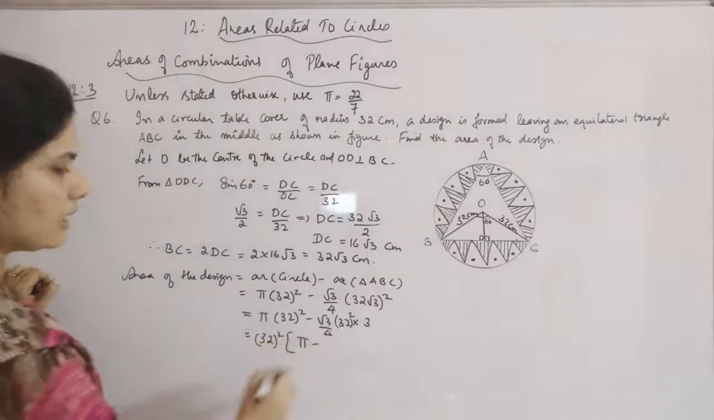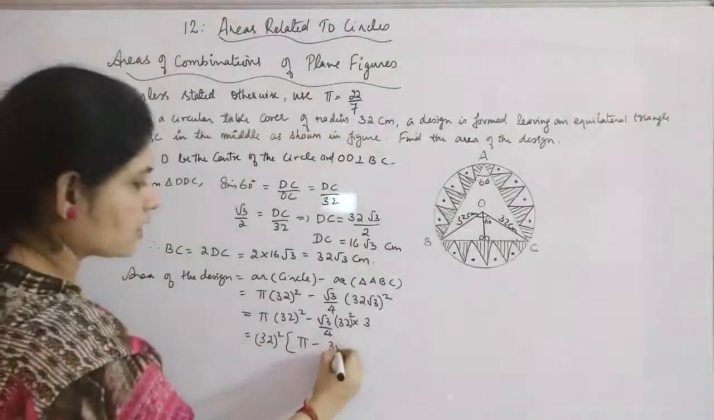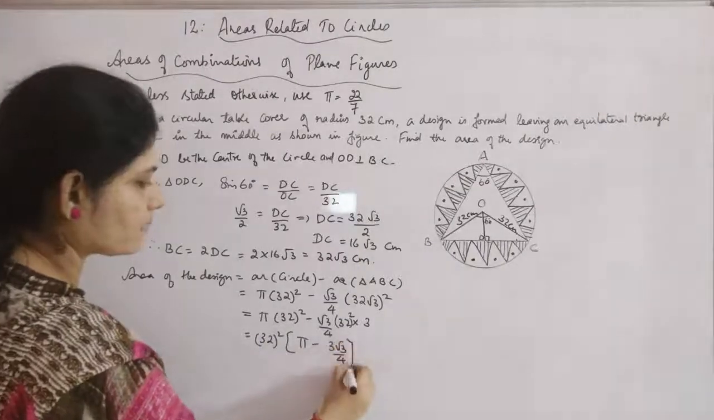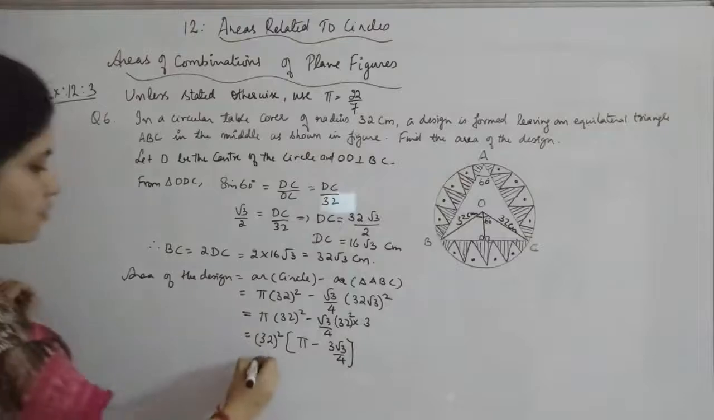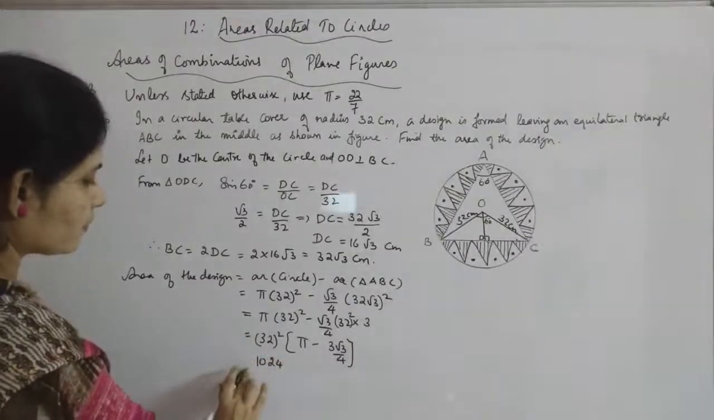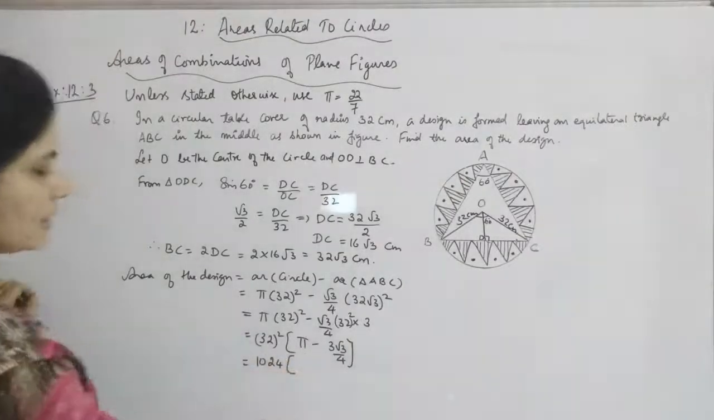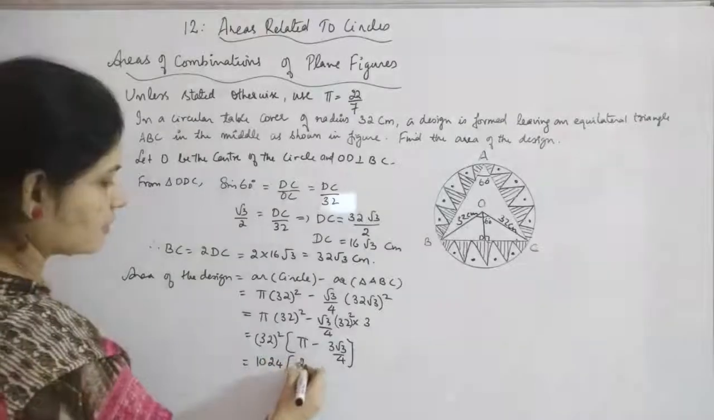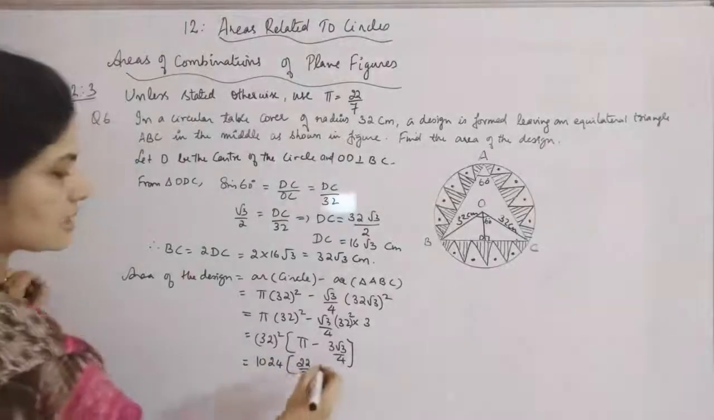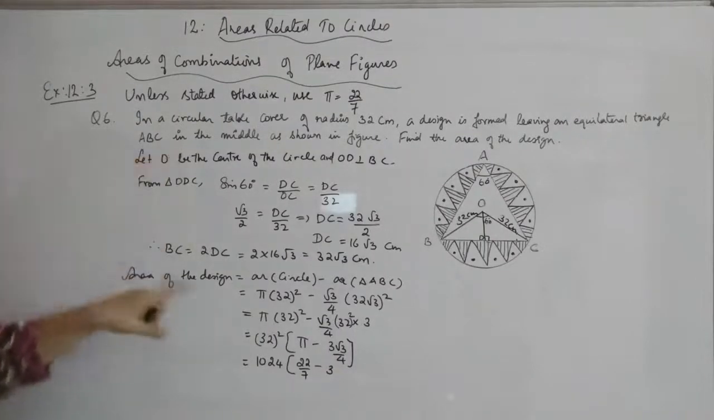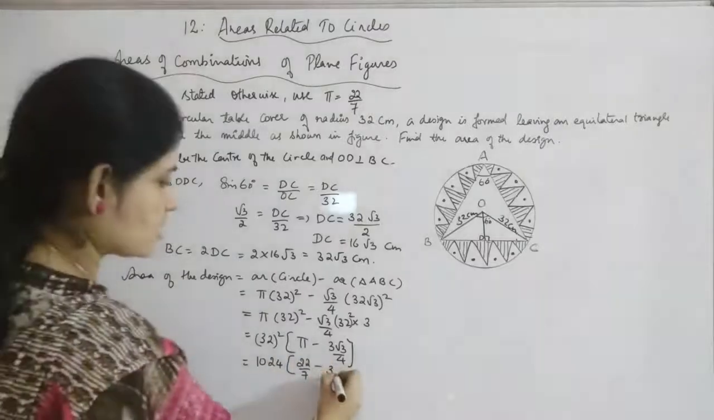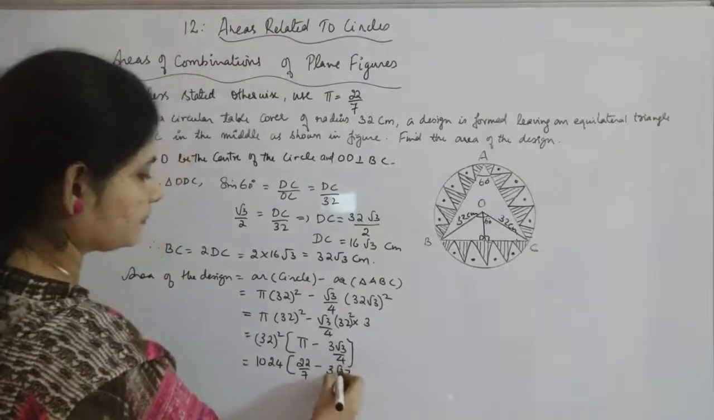Here it is pi minus 3 root 3 by 4, correct? Now what is 32 square? 1024 into pi, the value of pi 22 by 7, minus 3 root 3 by 4 will be kept itself like that, because they have not given any value for root 3 to be substituted, so we just keep it like that.